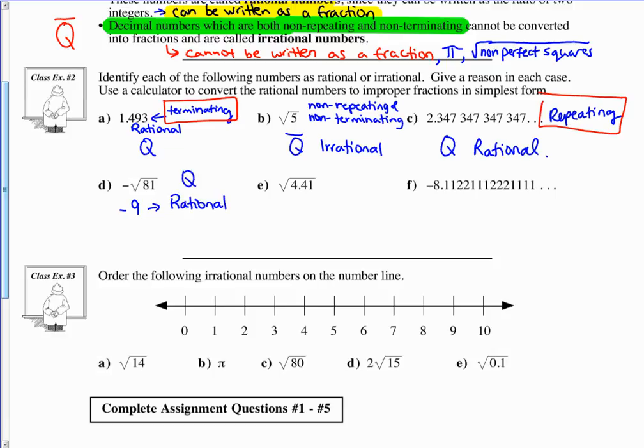Okay, because it doesn't even have a decimal. So it's technically a terminating decimal. And as long as it's terminating, it can be written as a fraction. Next guy.